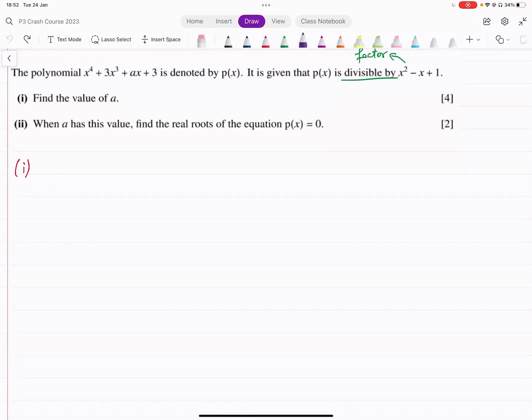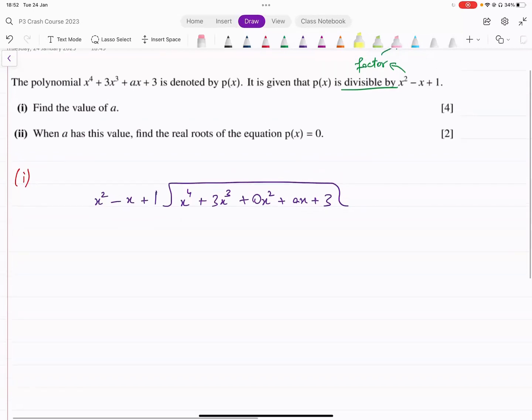Let's do that. We write the polynomial, the dividend, here in the middle first: x raised to power 4 plus 3x cubed. Now, the quadratic term is missing, so we put 0x squared in place of that. And next we've got ax plus 3. We want to divide this by x squared minus x plus 1. This is the division that we want to do here.